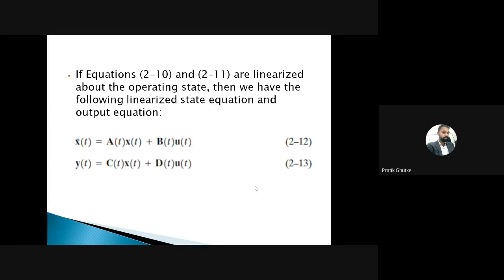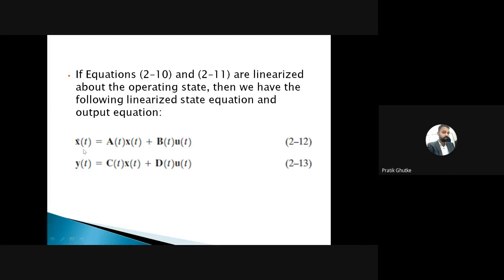So if equation 2.10, your state equations, and 2.11, your output equations, are linearized, then we have the following. Yes, this is very, very important. Take a screenshot of this slide or note it down in your copy. These are your state equations.